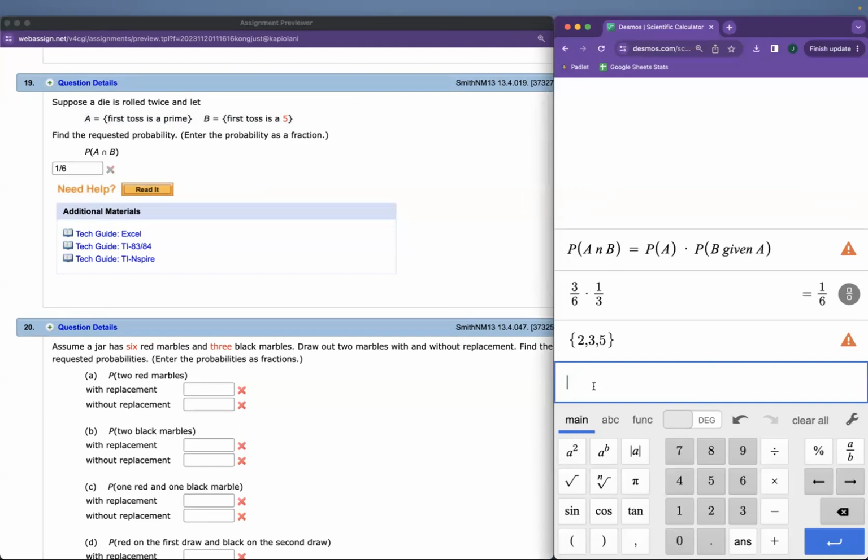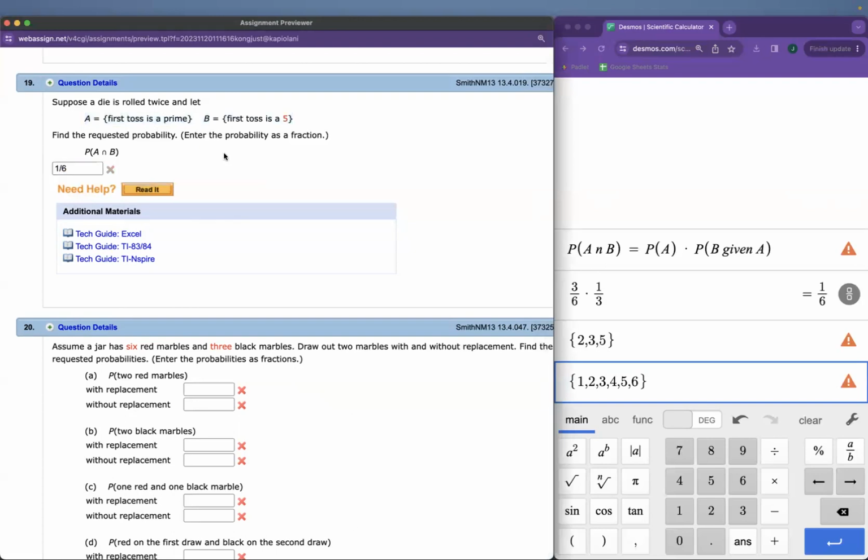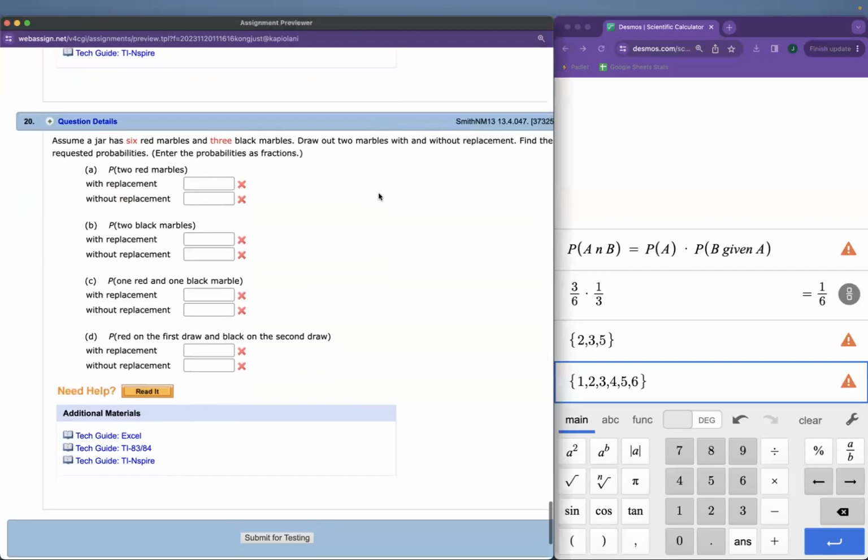To me, the easier way to look at this is what's the probability that something is prime and a 5? Well, there's 1, 2, 3, 4, 5, 6 outcomes from a single die roll, and only 5 is a prime and also 5, so it's only 1 out of 6. That's the easier way to do the same question. Either way, you get 1 out of 6. And that brings us to the last question.